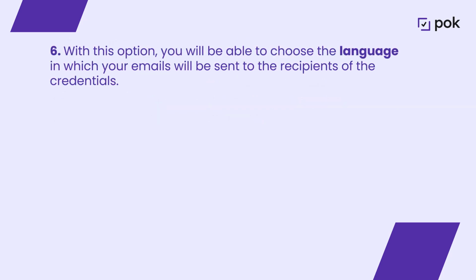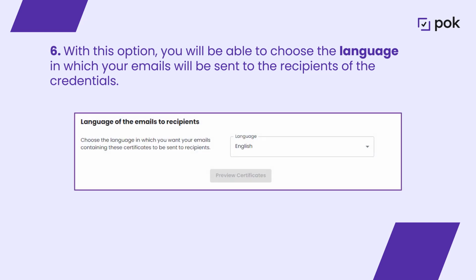Step 6. Choose email language. In this option, you can choose the language between Spanish, English, or Portuguese, in which your emails will be sent to the credential recipients.